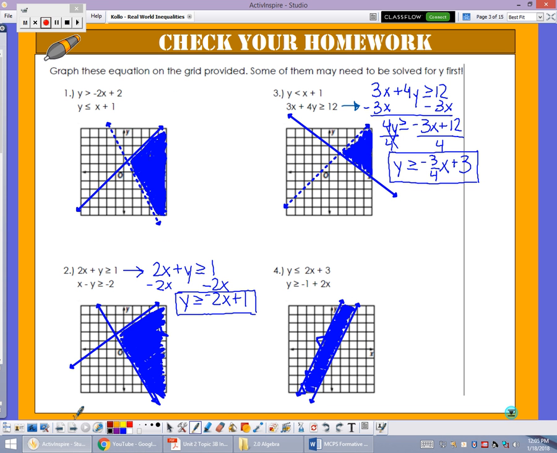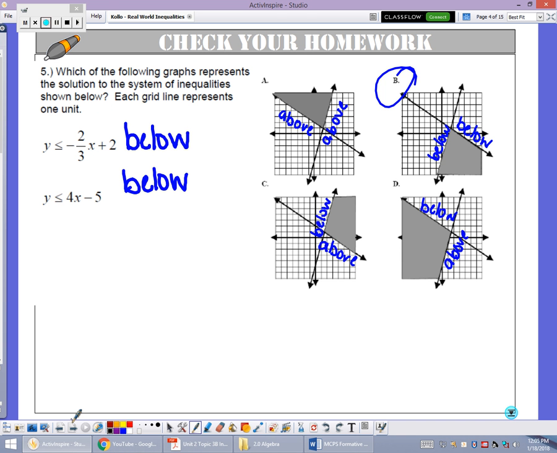All right, let's check your homework. Be sure to pause it as you are checking it. All right, and let's look at the next page, or number 5 rather. Be sure to pause it.